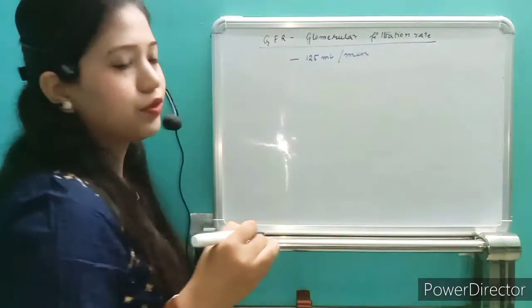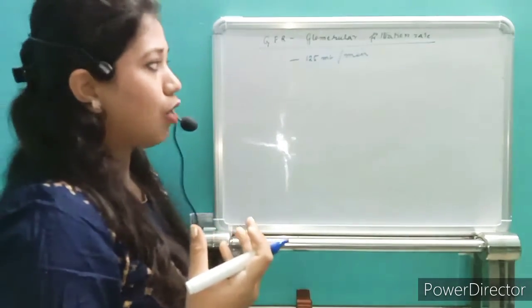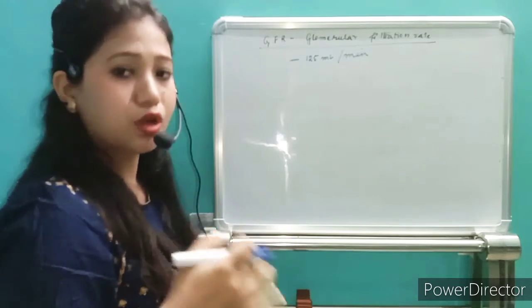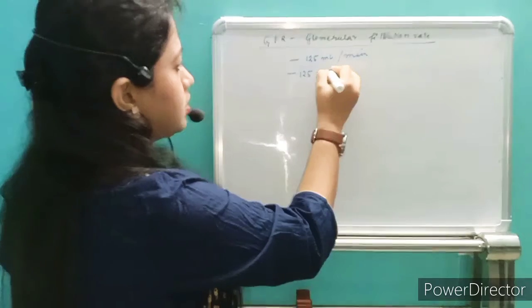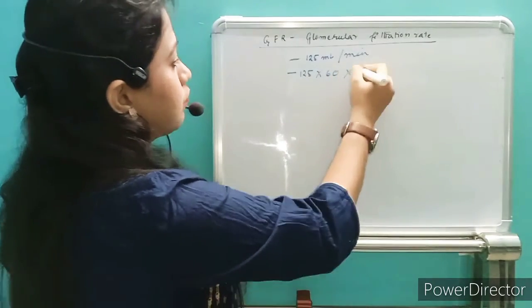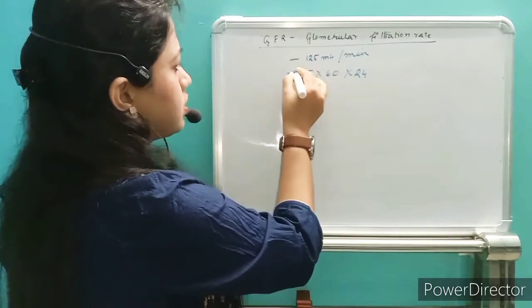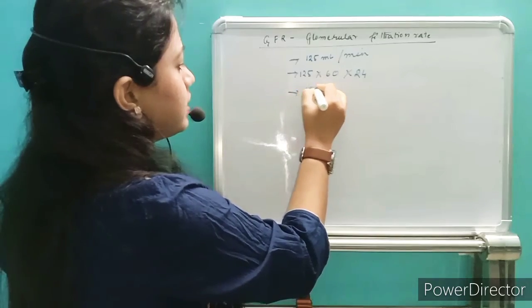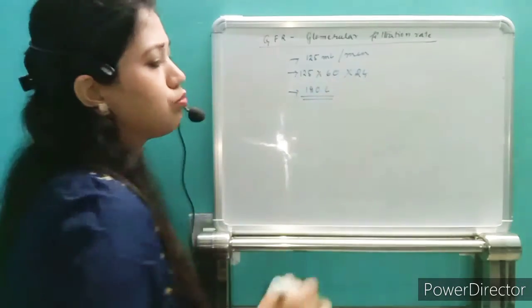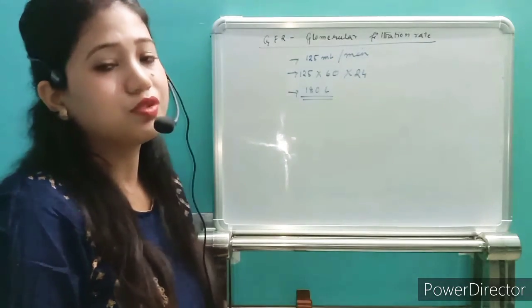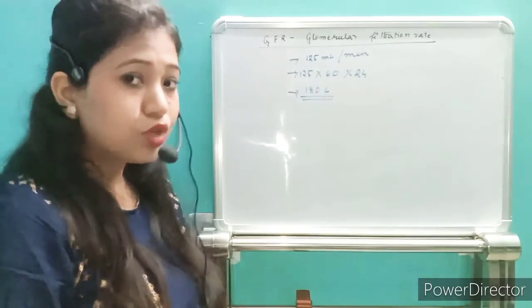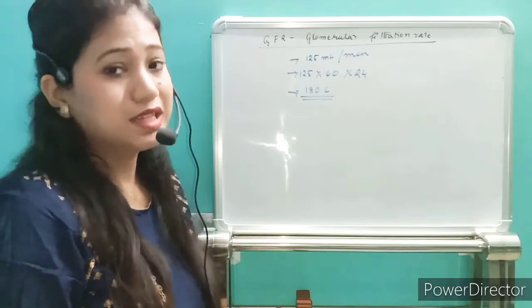So if you want to say how much urine we produce in the whole day, 125 ml per minute into 60 for 24 hours. So it is around 180 liters of urine we produce every day. We produce it every day, it's not like we are releasing it every day.